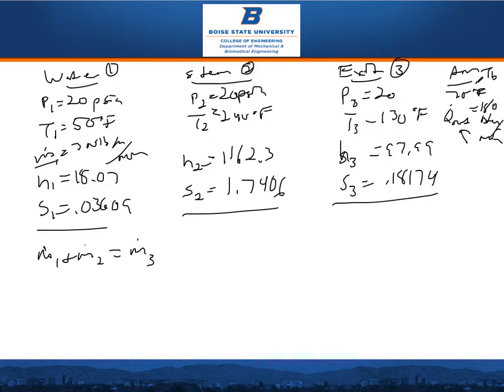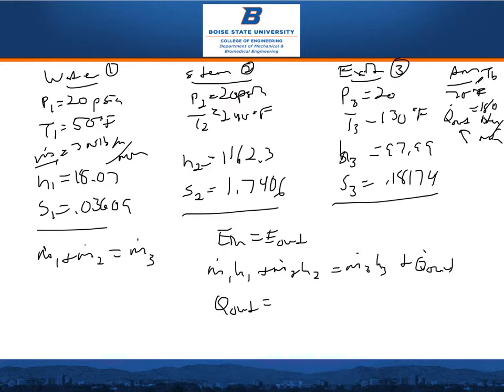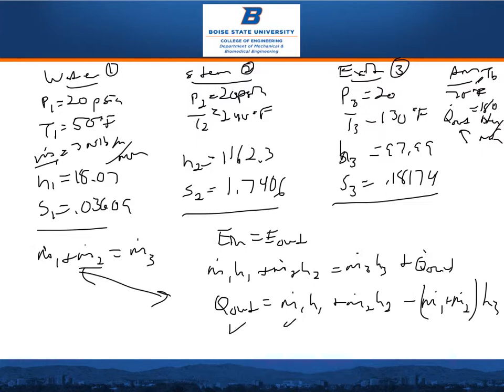We also know from our energy balance, E in equals E out for a steady system. So m dot 1 H1 plus m dot 2 H2 equals m dot 3 H3 plus Q dot out. Rearranging, we have Q out equals m dot 1 H1 plus m dot 2 H2 minus m dot 1 plus m dot 2 times H3, subbing in that equation with that equation there. Now we know Q out, m dot 1, H1, H2, and H3. So we can rearrange this and solve for m dot 2, which we find to be 22.7 pound mass per minute.